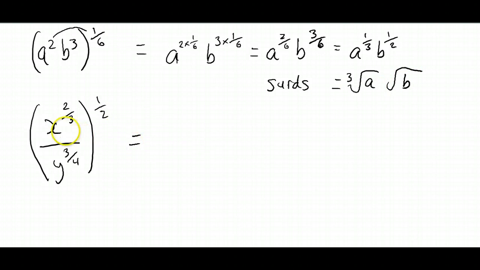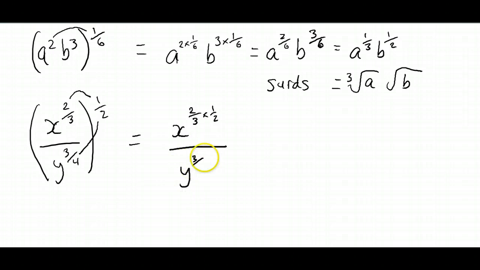For this one here, we've got x to the power of 2/3 on top of this fraction inside the brackets, and on the bottom y to the power of 3/4. Well, again, we've got to multiply the indices together because we've got an index outside the brackets. So we're going to end up with x to the power of 2 over 3 times 1 over 2 divided by y to the power of 3/4 times 1 over 2.